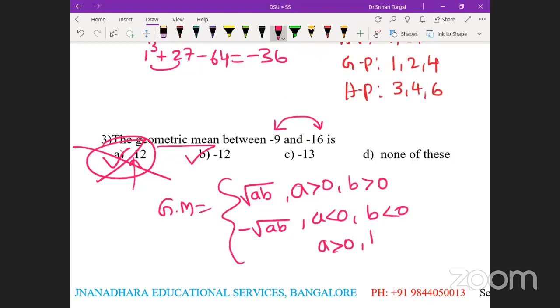If A is greater than 0 and B is less than 0, the answer is not defined. If A is less than 0 and B is greater than 0, it is not defined. Why is it not defined? Because under the square root you will get a negative number. So that becomes imaginary. That imaginary term is not allowed in sequence and series because it is a function from natural numbers to real numbers. That is why.